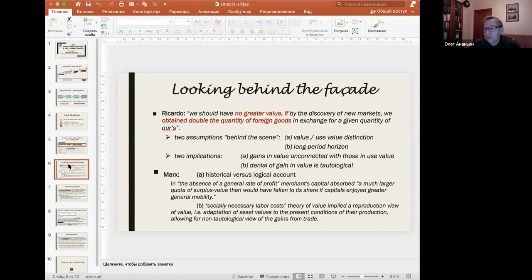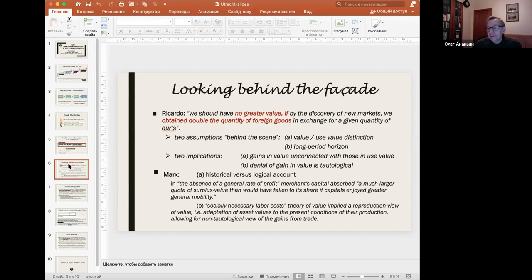And actually later we'll see that the idea of comparative advantage is, yes, that trade is advantageous. But how in Ricardo's system was this idea reconciled with the previous idea? There are two assumptions behind this, so to say. He is basing on Adam Smith's distinction of value and use value. The first denial of additional value is based on value counting, while this latter phrase is based on use value counting. So there is a gain in use value, but not in value.